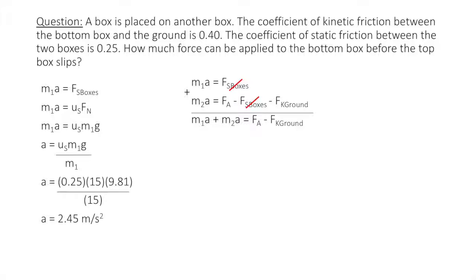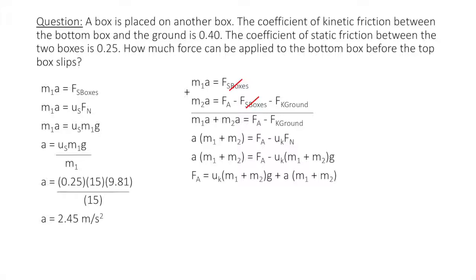Fk ground is equal to the coefficient of kinetic friction multiplied by the normal force. Make sure that when calculating the normal force for this one, that you include the masses of both boxes. So you're going to do 15 plus 25. After you do that, rearrange the equation to isolate Fa because that's what you want to calculate for.